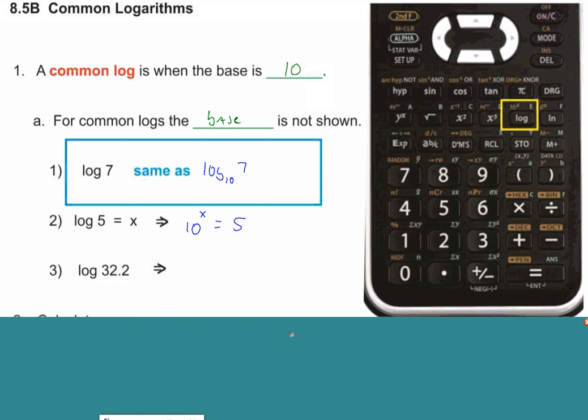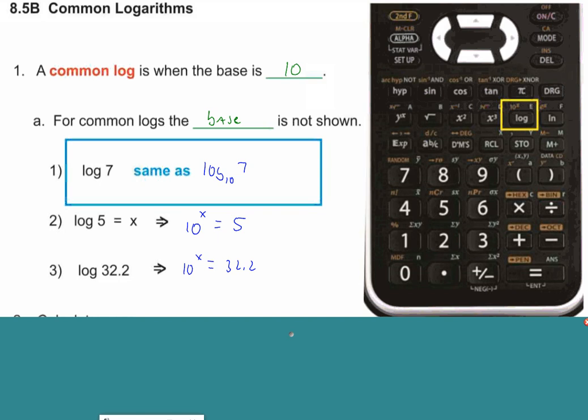So number three, if you were to convert this, you would think it's something like 10 to the X, or Y or Z, whatever variable you pick, equals 32.2. All right. So again, it's important that you know what it is, because then you can also interpret your answer. For example, number two, X has to be a value of less than 1. Would you agree? Because 10 to the first is 10, and it's got to equal 5. So the value of X has to be some value less than 1.